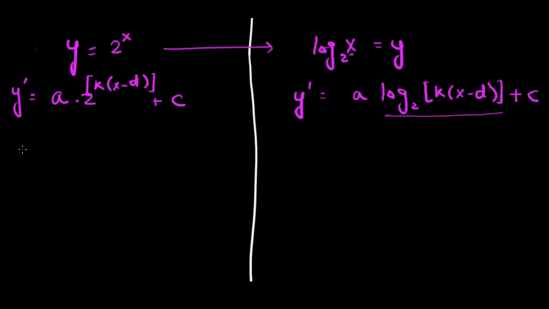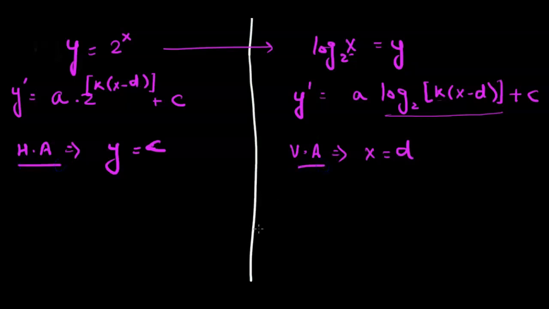In exponential functions, we would see a horizontal asymptote, and the horizontal asymptote is defined by y equal to c value, whereas in logarithmic functions, we would see a vertical asymptote, and that is defined by x equal to d. So everything is inverted in logarithmic function because logarithms are inverse of exponential functions. Here we have a horizontal asymptote, here we would have a vertical asymptote. Here it's y equal to c value, here it's x equal to d value.